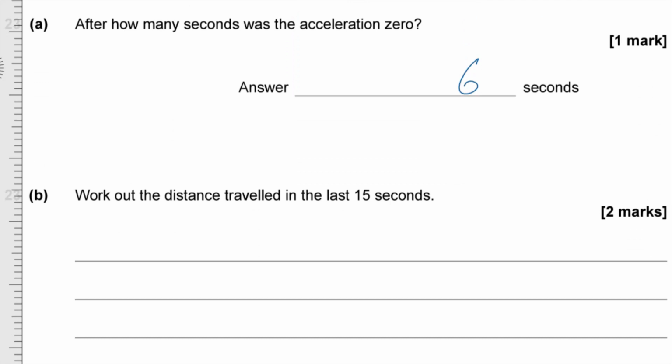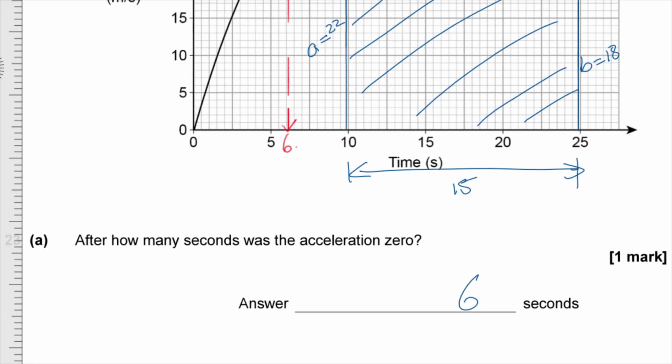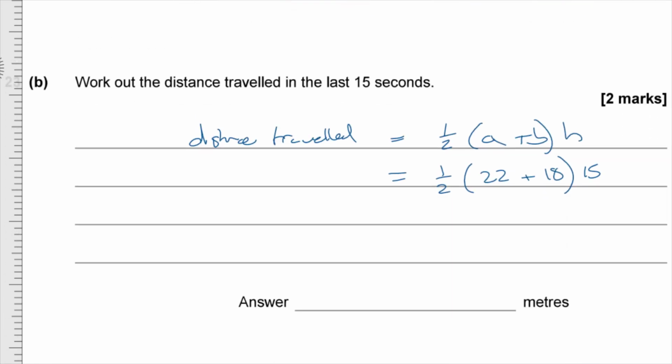So distance travelled is going to be a half A plus B times H, the formula for a trapezium, which is a half of 22 plus 18 times 15. Got those right? 22, 18, 15, yeah. So half of 22 plus 18. 22 plus 18 is 40 divided by 2. So half times 40 times 15. Half of 40 is 20. 20 15s are 300. So it's 300 meters.